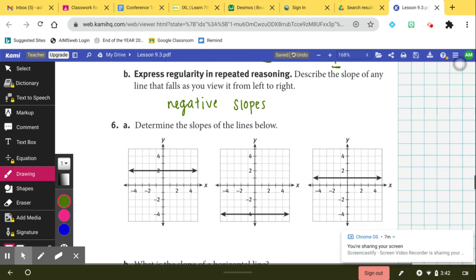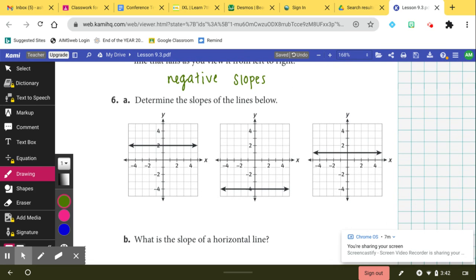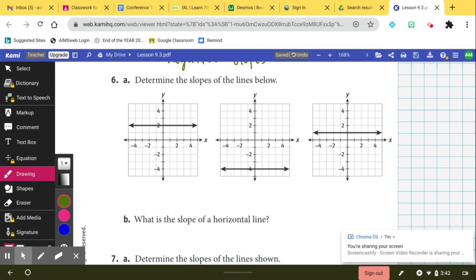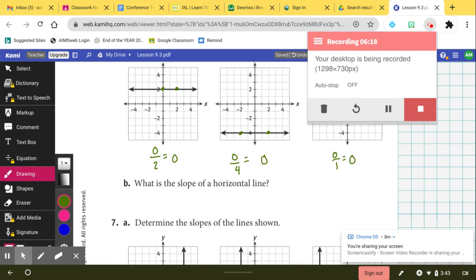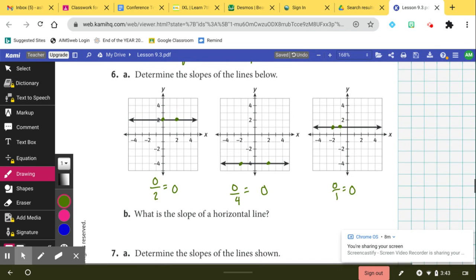All right, so let's do the same thing. Determine the slopes of the line below, and then see if you can summarize what's the slope of a horizontal line. All right, and it is actually the case that all of these slopes are just 0. Picking 2 points, it doesn't matter. My rise is 0, and then my run would be whatever the difference in the x values is. So 0 divided by 2 is actually 0.